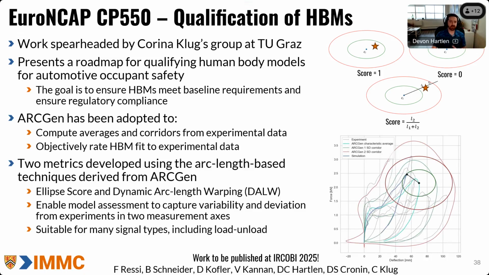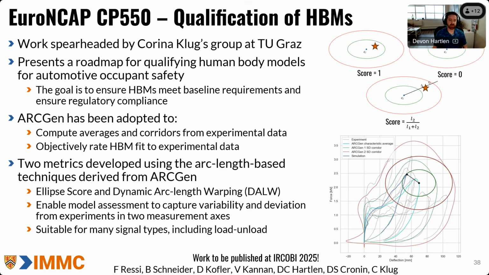Now, my involvement with HBM4VT has been fairly peripheral, but ARCGen has been adopted for a number of options. As part of the HBM4VT program, Karina Klug's gang has developed and collected a whole lot of experimental data from historical tests and combined them together. ARCGen has been used to develop averages and corridors from all this experimental data for qualification purposes. The other thing ARCGen has been used for is as a basis for developing methods to objectively rate human body model fits to experimental data.